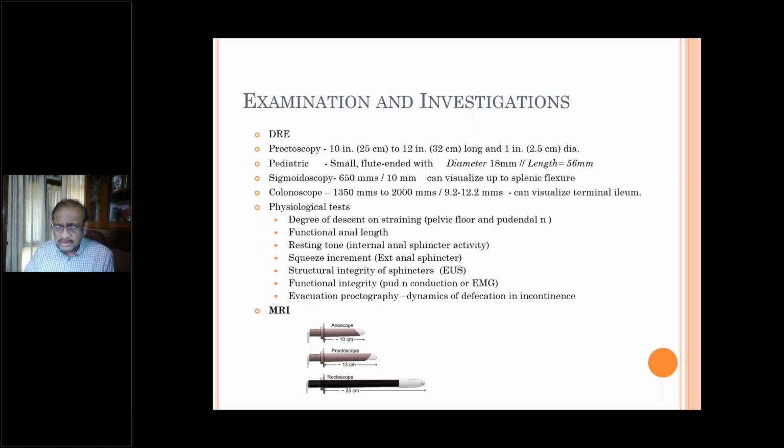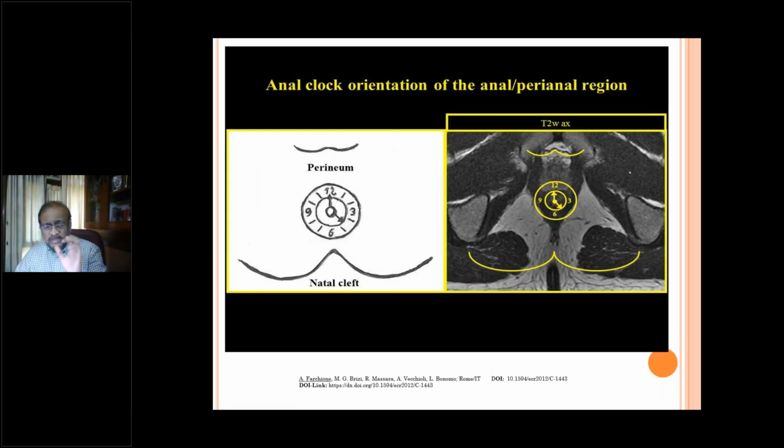But coming to one of the most important investigations, that is an MRI, which has a major role to play in a number of diseases, chief among them being fistula. And for your information, whenever we're talking about the 3 o'clock, the 4 o'clock, and 6 o'clock, and so on and so forth, never forget this figure. The 12 o'clock is what? The mons pubis. This is the pubic bone. That is the 12 o'clock for you.